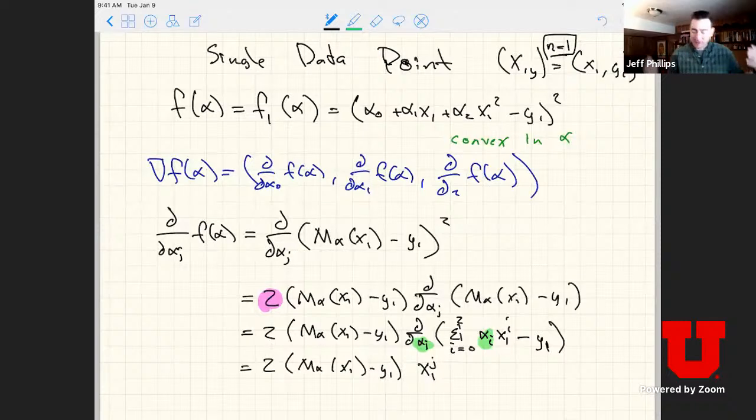This is nice. I can do this symmetrically for each of the values of j, each of the 3 terms here, and I can always break it down into a factor that is there for all of them, the 2 times the residual, and then another factor which, for alpha j, is the coordinate value at that data point to the power j. That is, the j coordinate effectively of that data point, starting from 0.